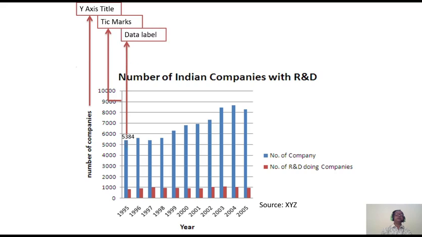Then you see these values. These are called the data labels. When you draw the graph, you may want to put the data label also, which mentions the value of the variable that the graph, or that part of the graph, represents. That data you want to show, in that case you can put the value here, and this is called the data label.